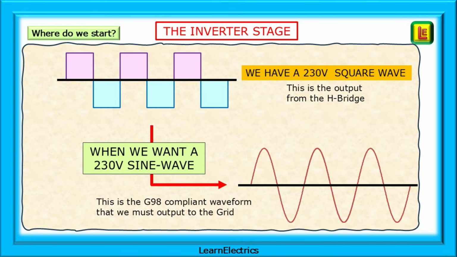But we want a nice smooth sine wave output that rolls gently from 0 to a maximum positive, falls gently to a maximum negative and returns to 0 so that it can do the whole thing again. Besides, if the sine wave is not a G98 compliant waveform, if it does not match the sine wave on the grid in terms of amplitude and frequency, then it must not be offered to the grid. So, square wave to sine wave, how?